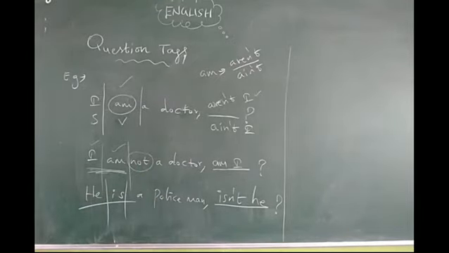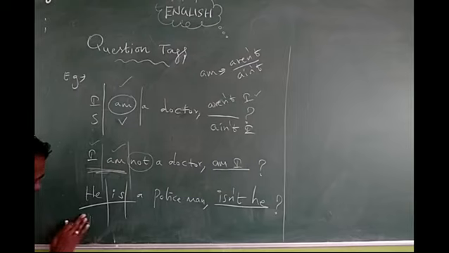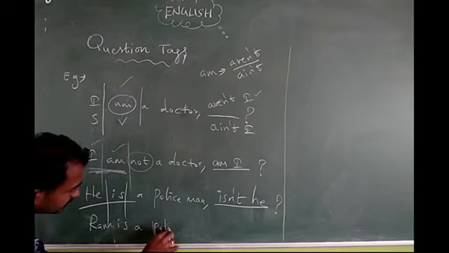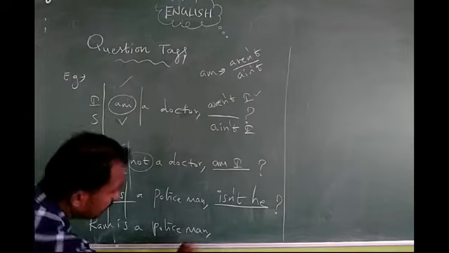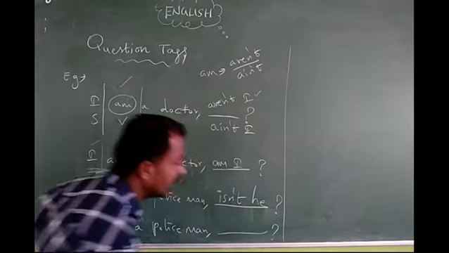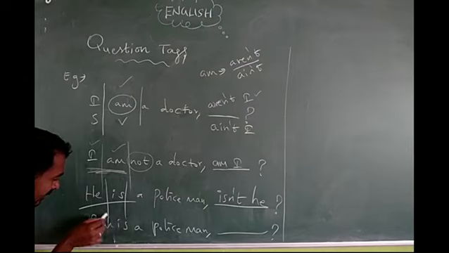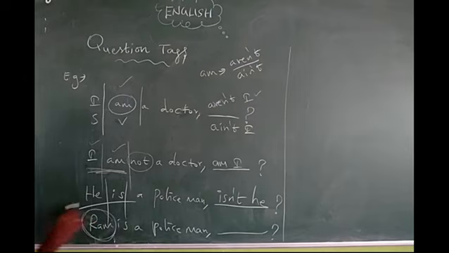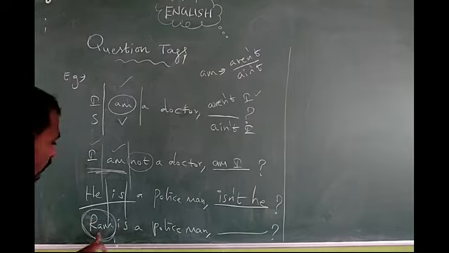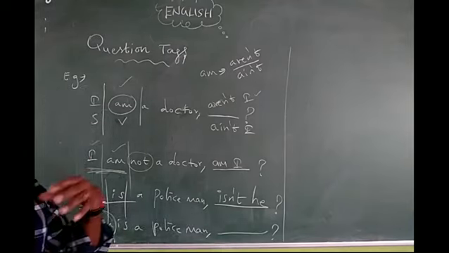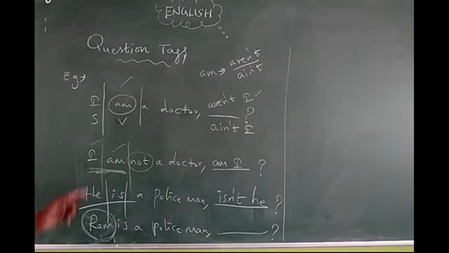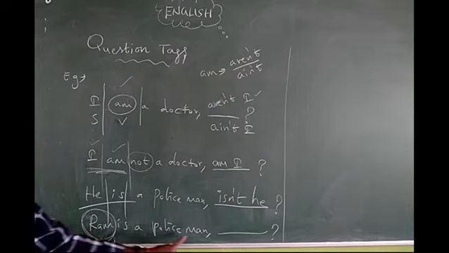Suppose the given sentence is negative. "Ram is a policeman." What is the answer here? Suppose a naming word is given here. You have to write it as a pronoun. Is Ram a boy or a girl? Boy, sir. So that's why you have to use the pronoun "he". If a girl's name is given, you write "she".